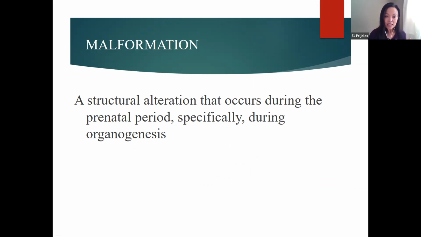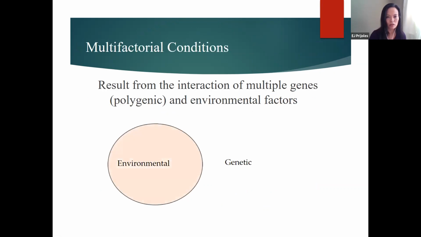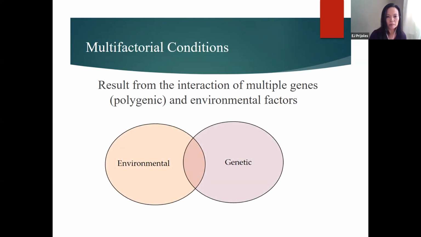So the definition of a malformation is a structural alteration that occurs during the prenatal period, specifically during organogenesis. And sometimes they might be related to a multifactorial condition or as a multifactorial trait, meaning that this is a result from the interaction of multiple genes and environmental factors.